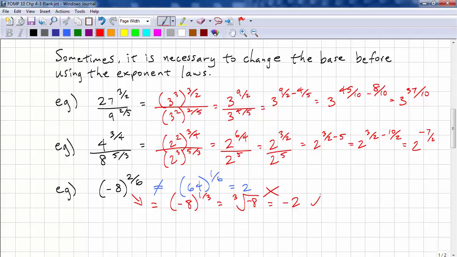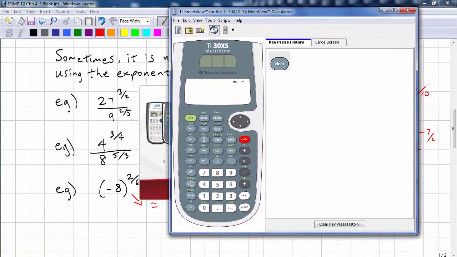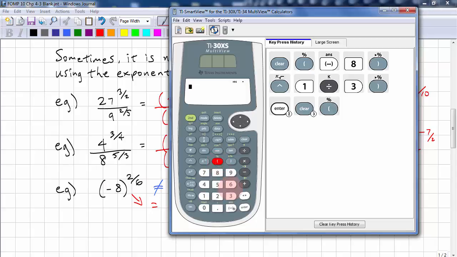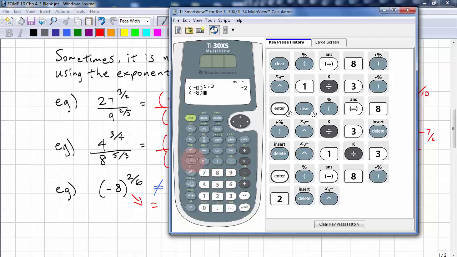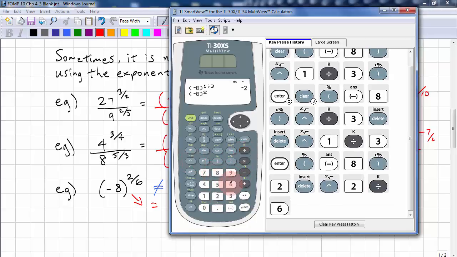Now, we can do this on the calculator. Notice that I put brackets around the negative 8. We do bracket negative 8 raised to the power of 1 divided by 3, and we get negative 2. Fortunately for us, the calculator also knows how to do raised to the power of 2 divided by 6. So it knows to reduce that fraction before evaluating, and we get negative 2.